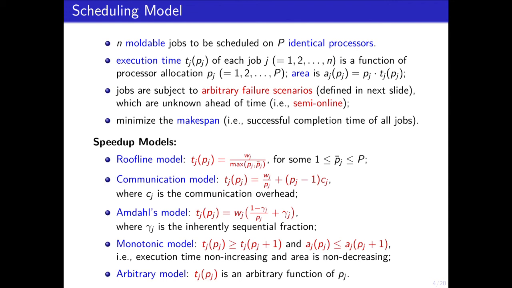In particular, we consider several common speedup models. In the roofline model, a job has perfectly linear speedup up to a maximum degree of parallelism. In the communication model, a job has a communication overhead when using more than one processor. A job under the Amdahl model has a perfectly parallel fraction and an inherently sequential fraction. The monotonic model is a general model, requiring the execution time of the job to be a non-increasing function and the area of the job to be a non-decreasing function of the processor allocation. And finally, in the arbitrary model, the execution time of the job can be any arbitrary function.